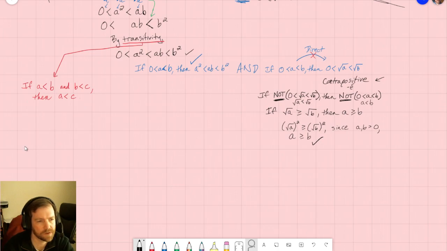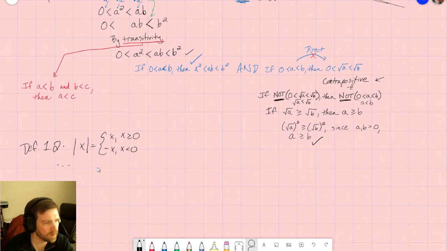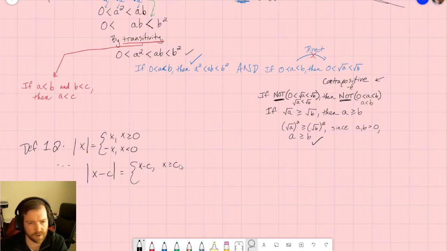All right, so this was definition 1.2. Absolute value of x is defined as x if x is greater than or equal to 0, negative x if x is less than 0. And I'm going to define this as the absolute value of x minus c. It's going to be equal to either x minus c when x is greater than or equal to c, and c minus x when x is less than c.